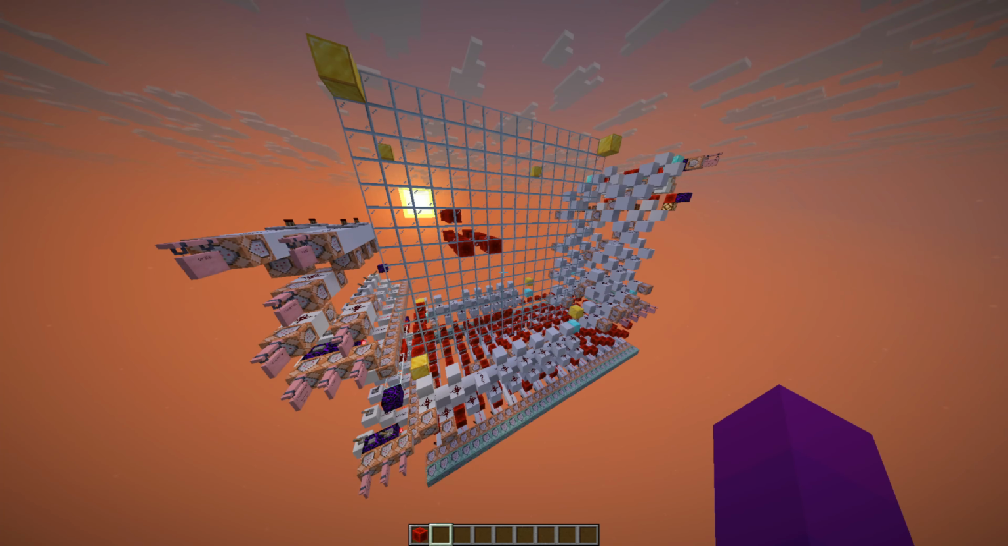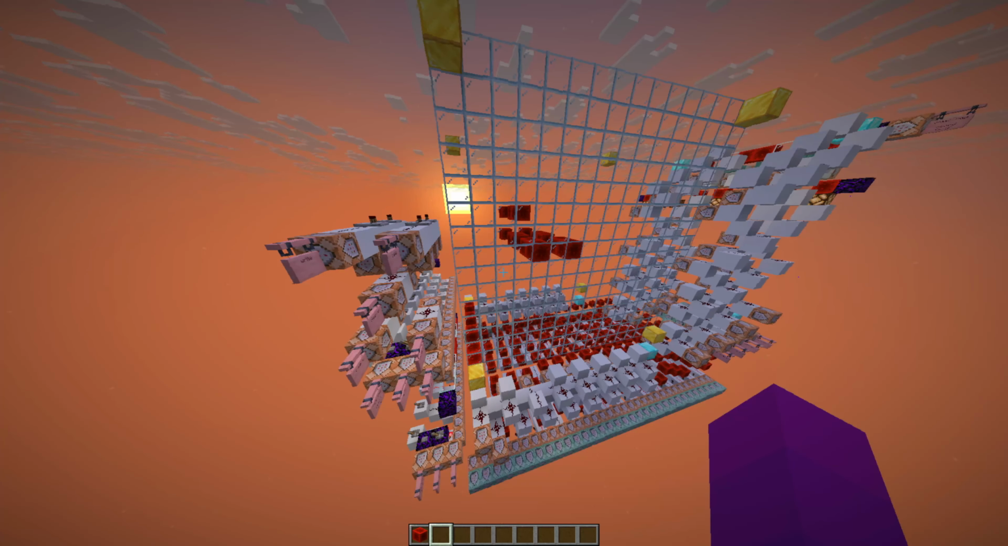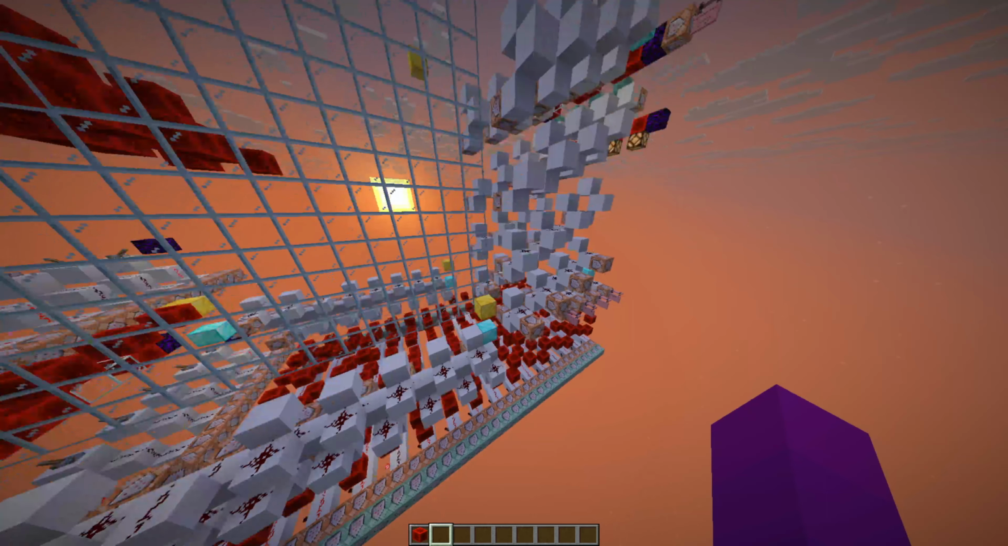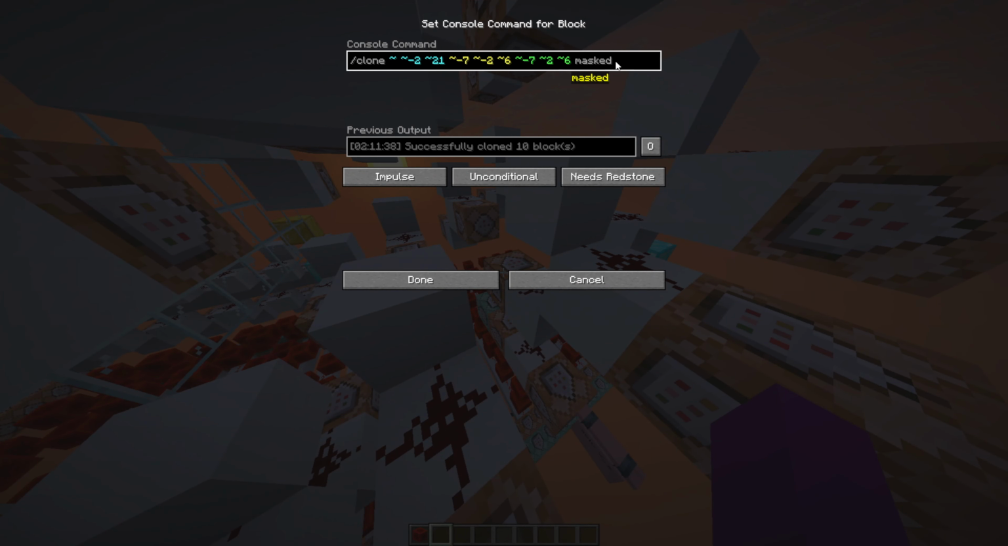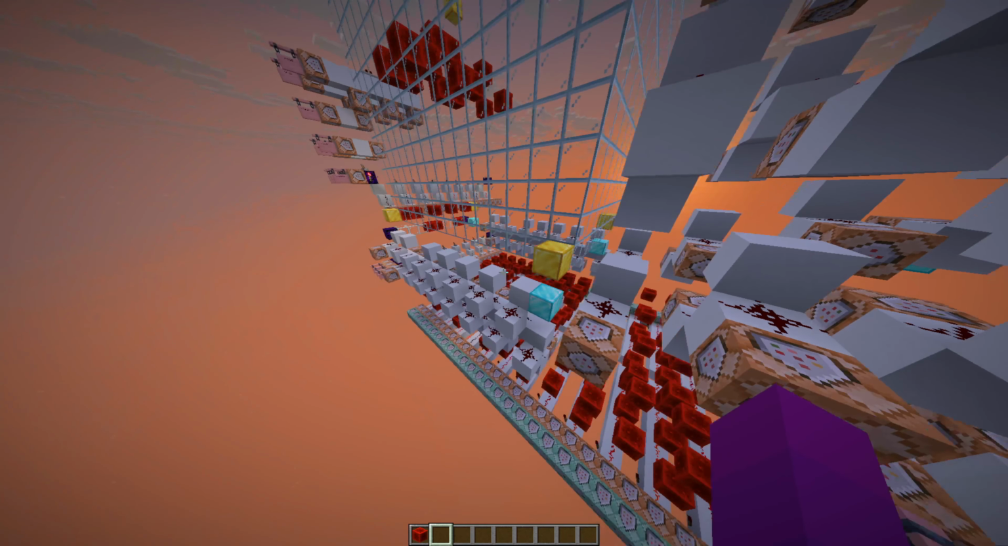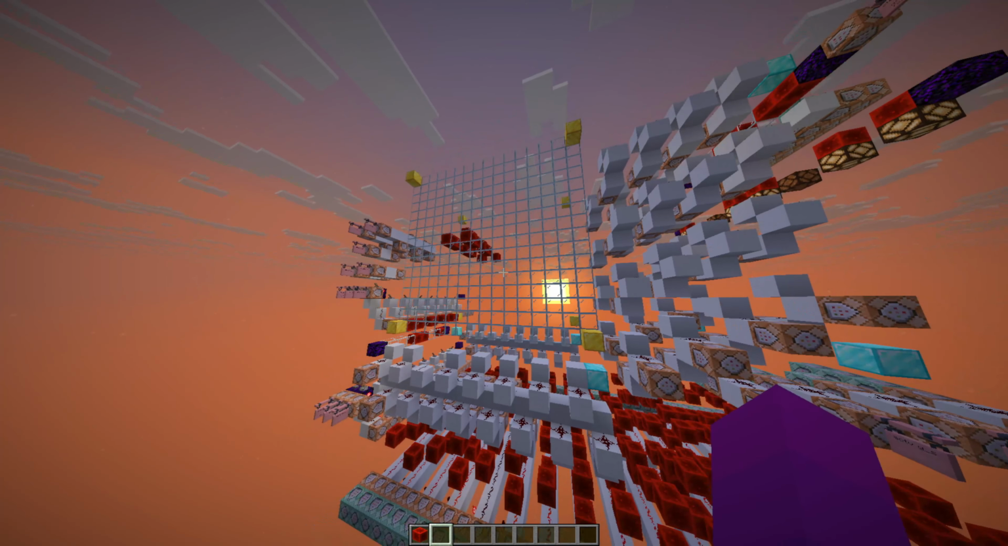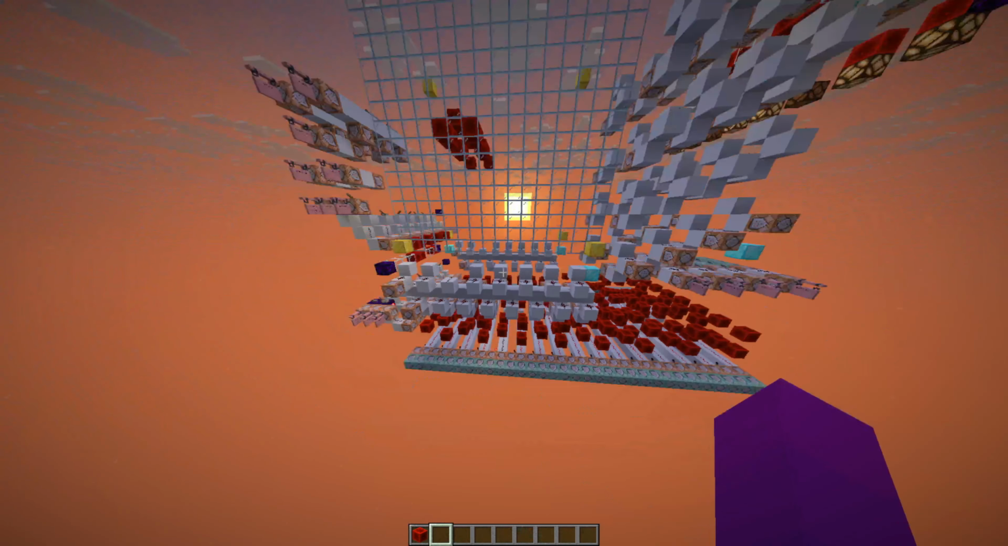It's pretty simple, and I use glass blocks because I would use air, but how this works with the masked, it ignores air, and that's just to make it functionally easier and use fewer command blocks.